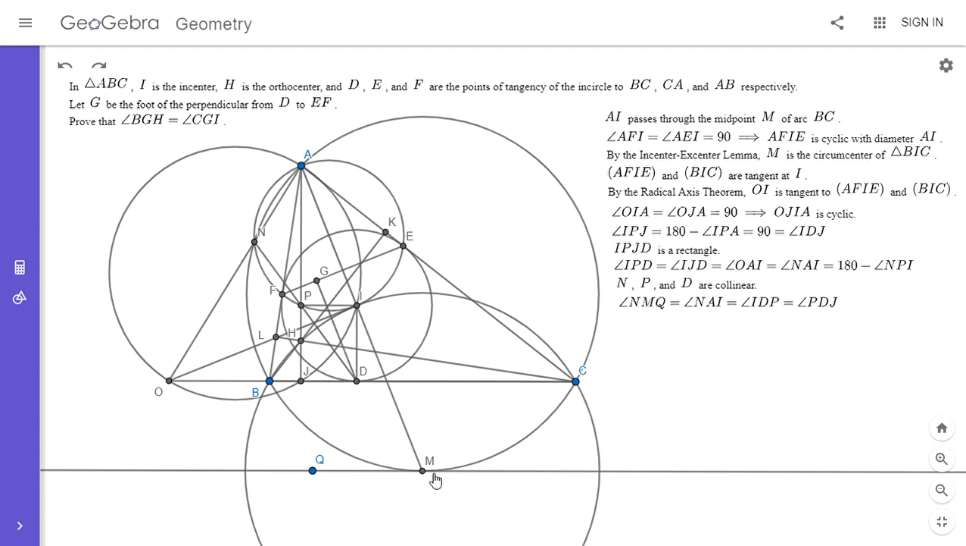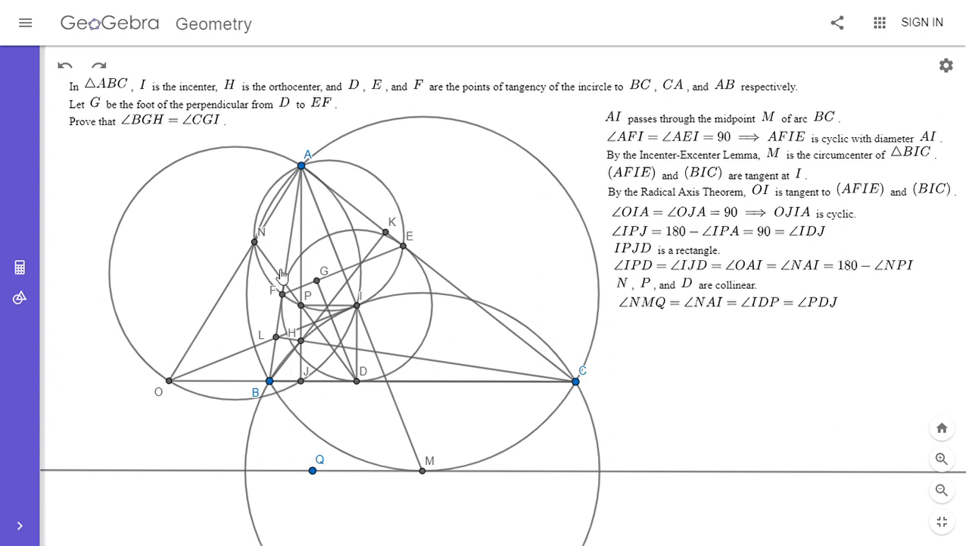So angle NMQ, that's the angle between NM and the tangent at M. And that's equal to angle NAM, which is the same as angle NAI. And that's equal to angle, this should be IPD. So angle NAI is equal to angle IPD, because that's the exterior of the opposite angle to NAI. And IPD is equal to angle PDJ.